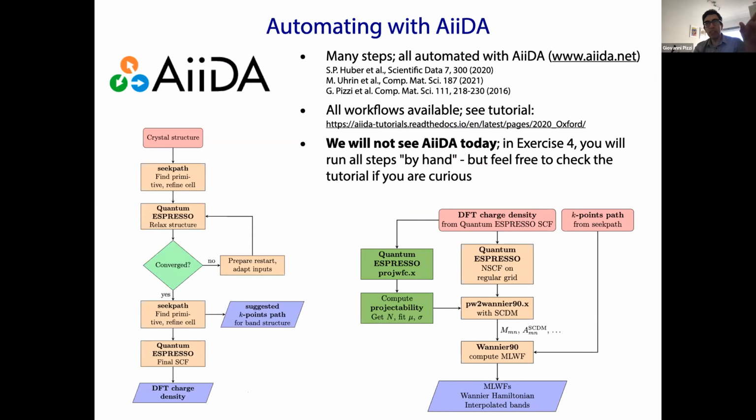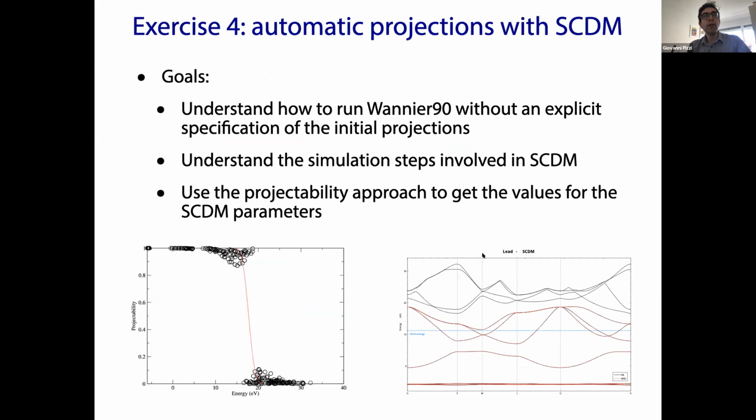Final notes. All of this has been automated with AiiDA. You will not see AiiDA today, because you will do all these steps by hand. But if you're interested, please go look at AiiDA. There is a tutorial we did last year where all the steps are fully automated. Again, this is work done by Junfeng Qiao. All these many steps you will run are done in one step. You press a button and you get the Wannier functions and everything.